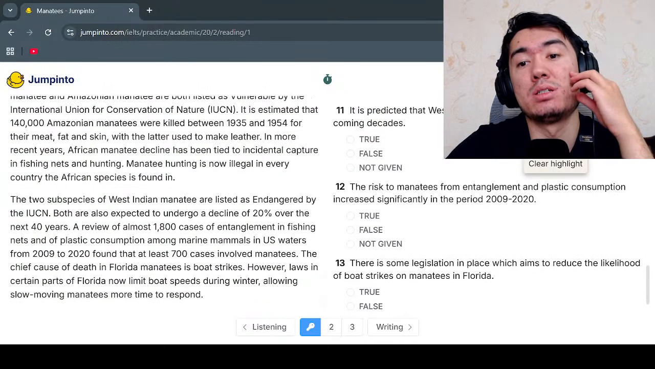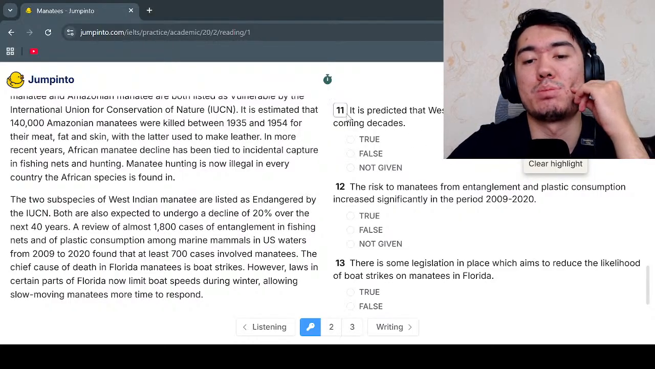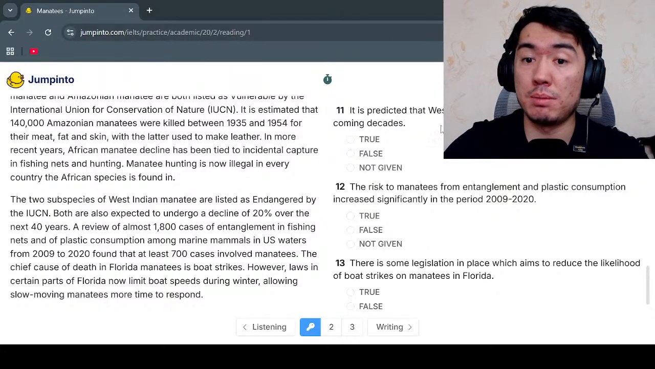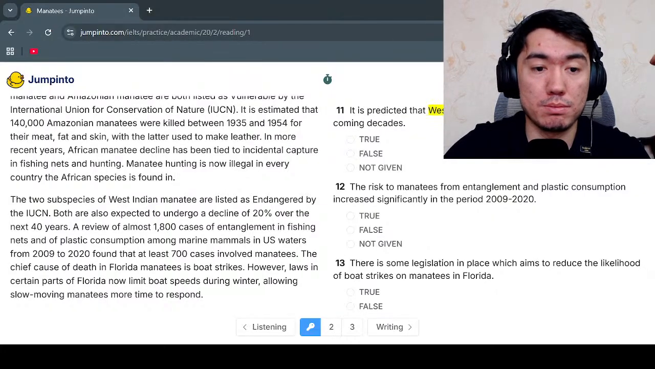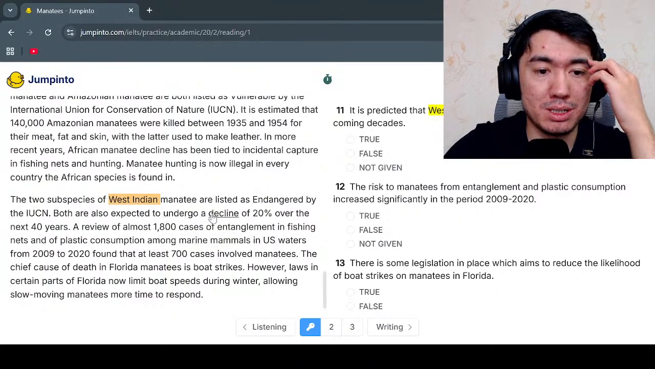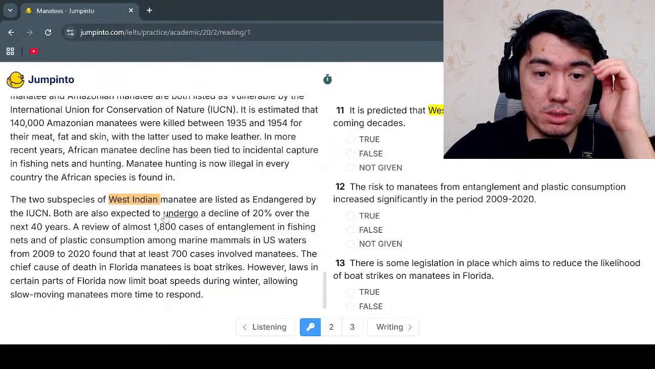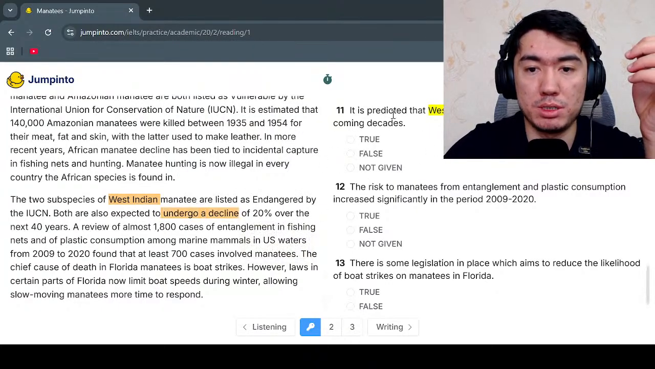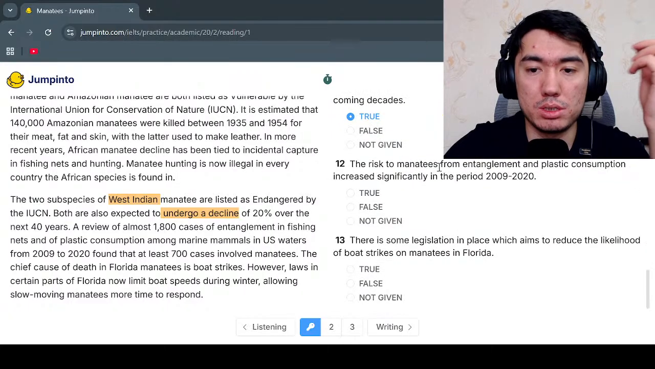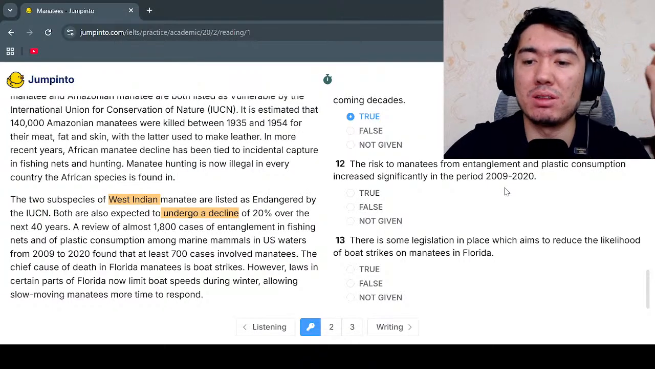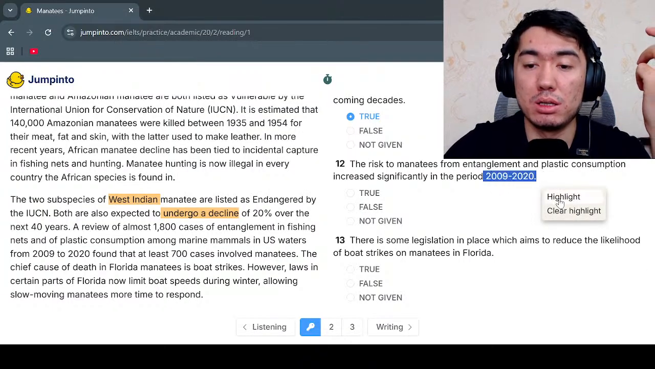11. It's predicted that West Indian manatee populations will fall in the coming decades. It's predicted. Yes, so I think fall is going to be the keyword. So is it going to fall or is it going to increase, stay the same? And West Indian. That's West Indian are also expected to undergo a decline of 20% over the next 20 years. Decline means fall. Expected to means predicted to. Everything fits. It's true.